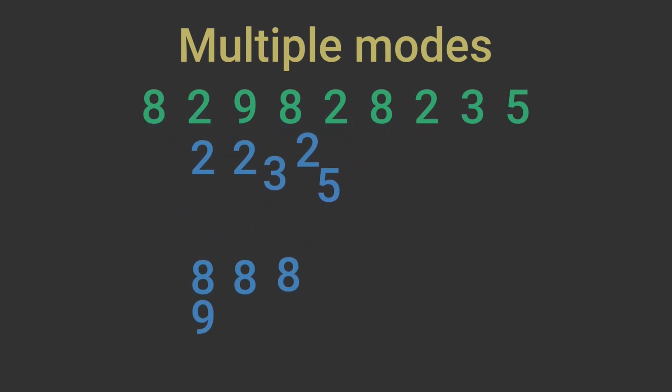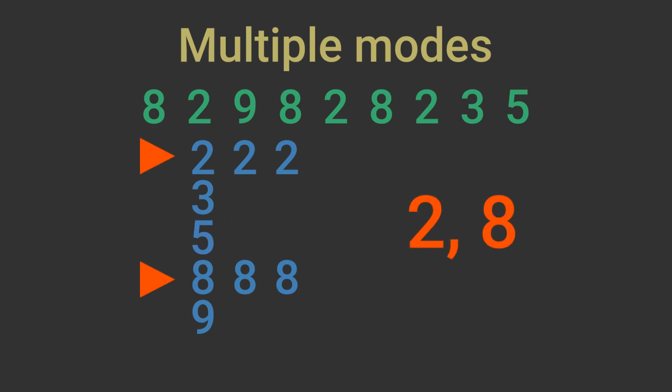Sometimes there may be 2 values that both appear with equal frequency, like this. In this data, numbers 2 and 8 both appear 3 times each, so the data has 2 modes. We call this type of data bimodal. Data might even have more than 2 modes, and would be called multimodal.